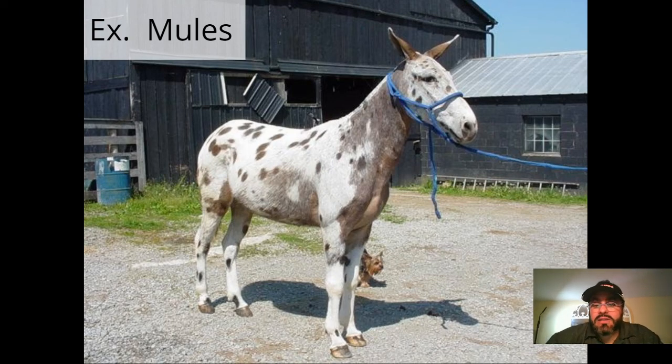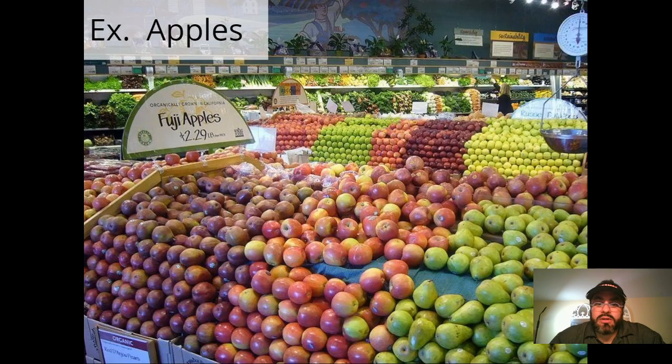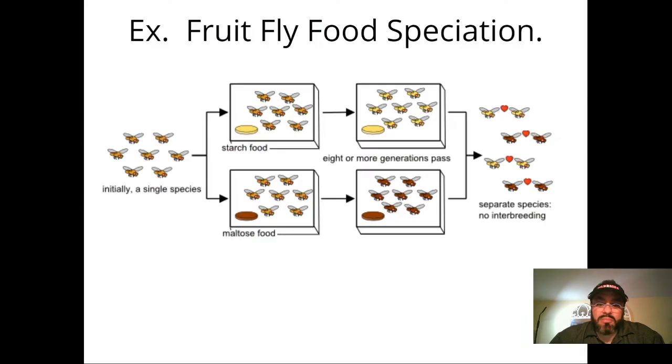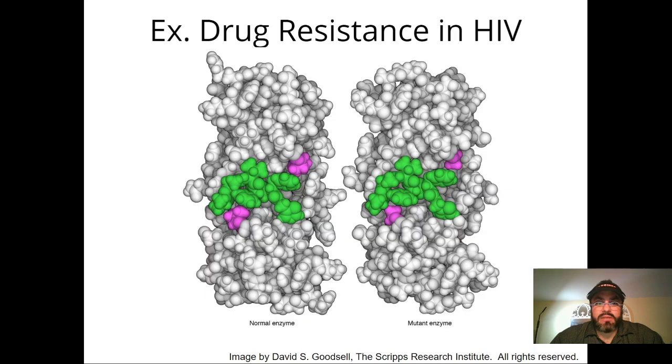Most mules are in fact sterile. That's when you combine a horse and a donkey. It's an incredibly useful animal, but it's one that cannot be reproduced on its own. A mule and another mule, almost 100% of the time, will not be able to reproduce sexually. Apples is another way. Fruit flies, we've seen this kind of stuff, so I'm going to skip it for now.